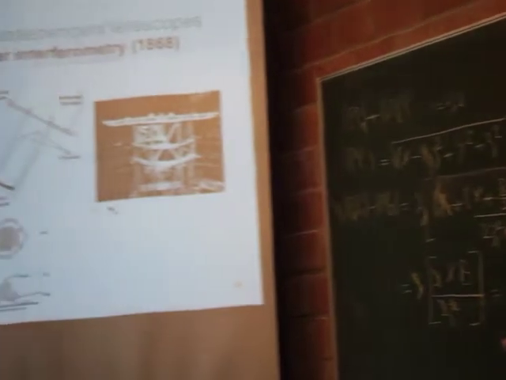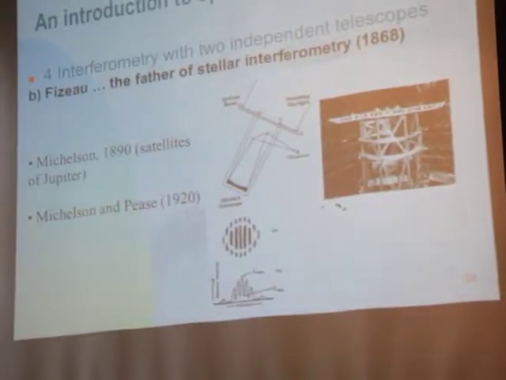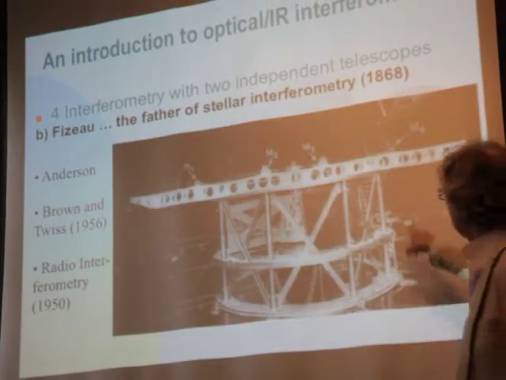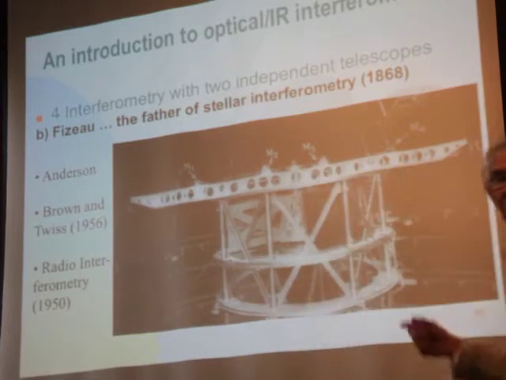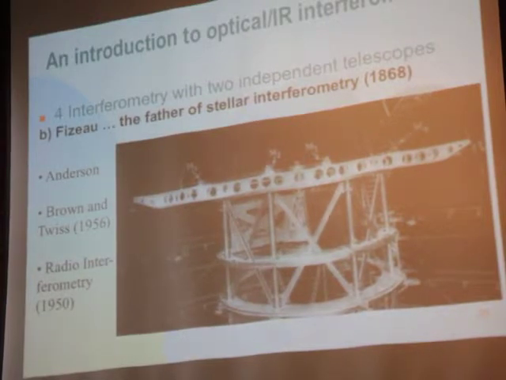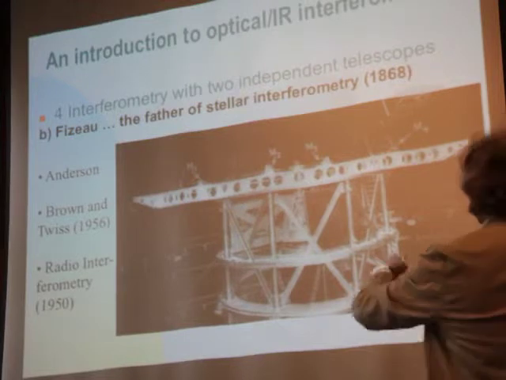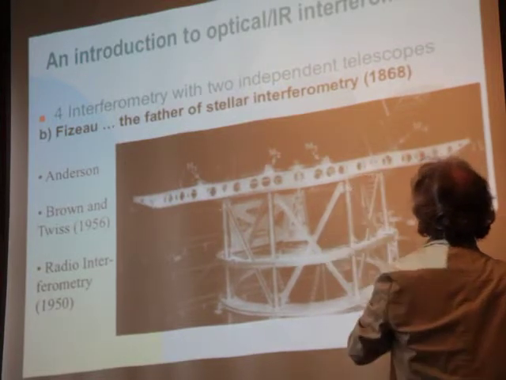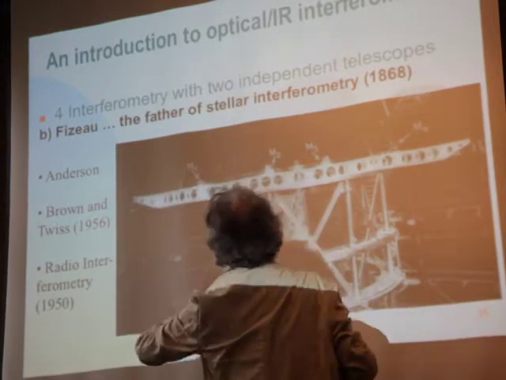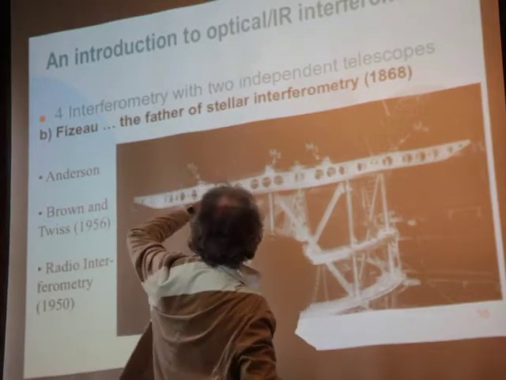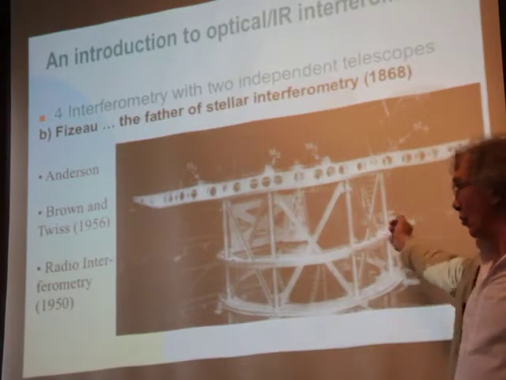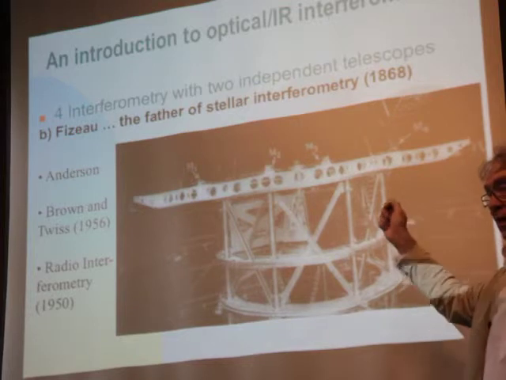But more than that, Michelson and Pease, during the winter of 1920, sat on top of Mount Wilson's 2.5 meter telescope. This is in Pasadena, in California. A very big beam measuring 7 meters long, and he had 4 mirrors. One mirror inclined by 45 degrees, another one like that, and this one was inclined like that. And he could move M1 and M4, he could separate them as he wanted.